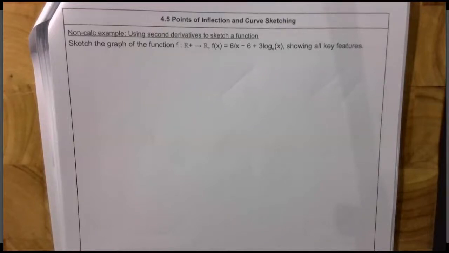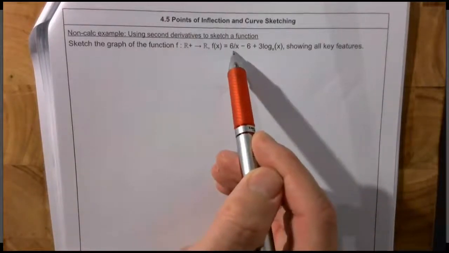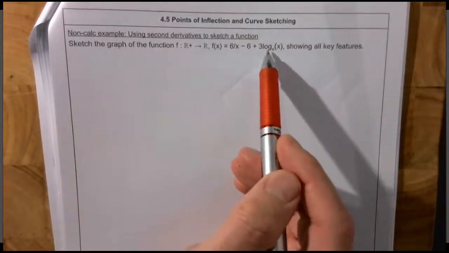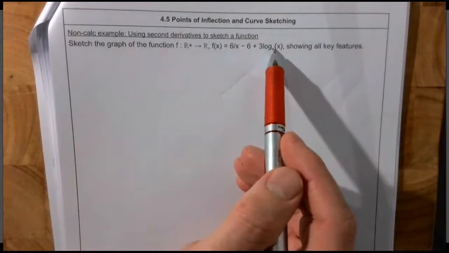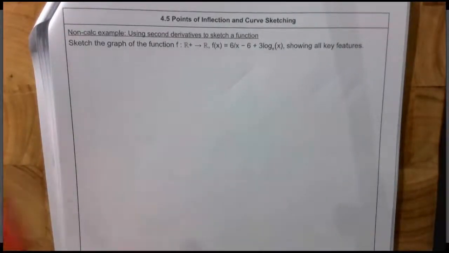The first 2 non-calculator. So here we have a function that has 3 parts, a reciprocal, a constant term, and then a log term. And we are going to use all our tools to try and sketch it. Pause the video and have a go yourself in your workbook, and then we'll go through a version together.